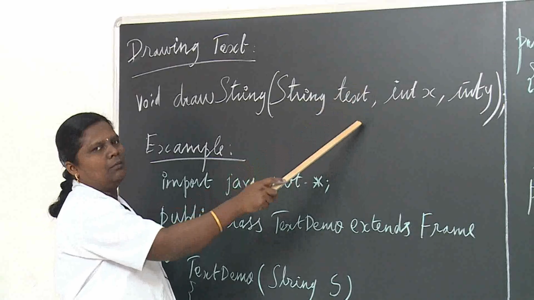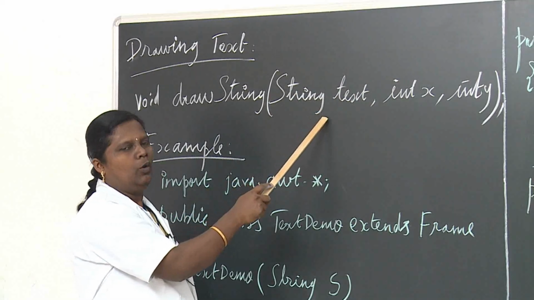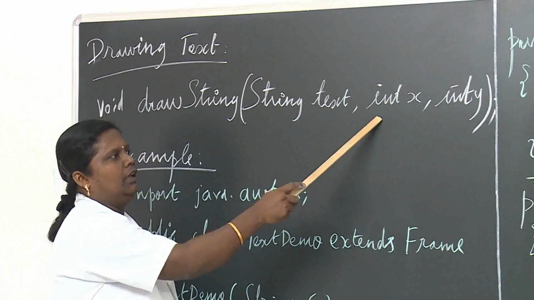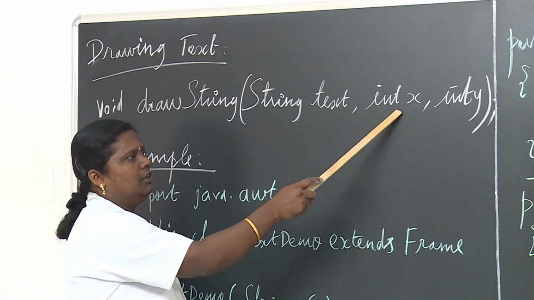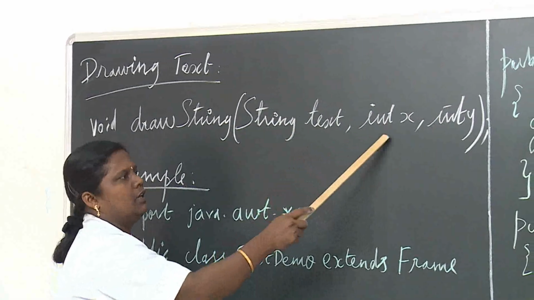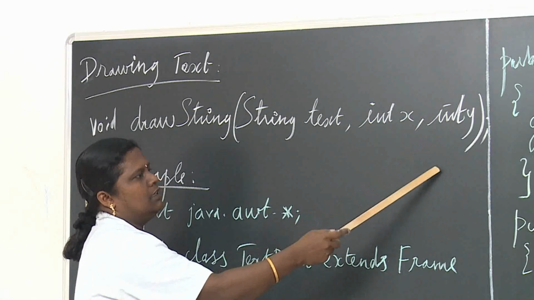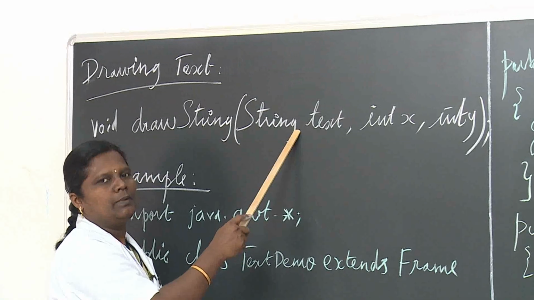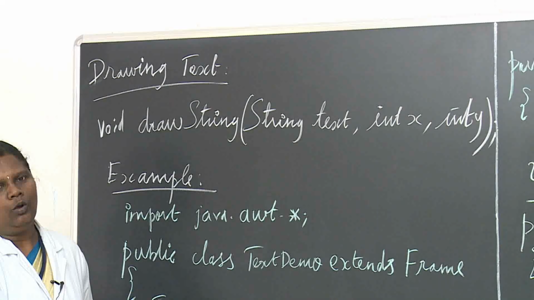This holds three parameters. The first parameter represents the text, whatever you want to display over the frame. Then x, y represents the point at which the particular string is going to start, the x coordinate as well as the y coordinate. Based on these two points only, the text is going to display over the frame. So we'll see how the particular text is displayed over the frame.